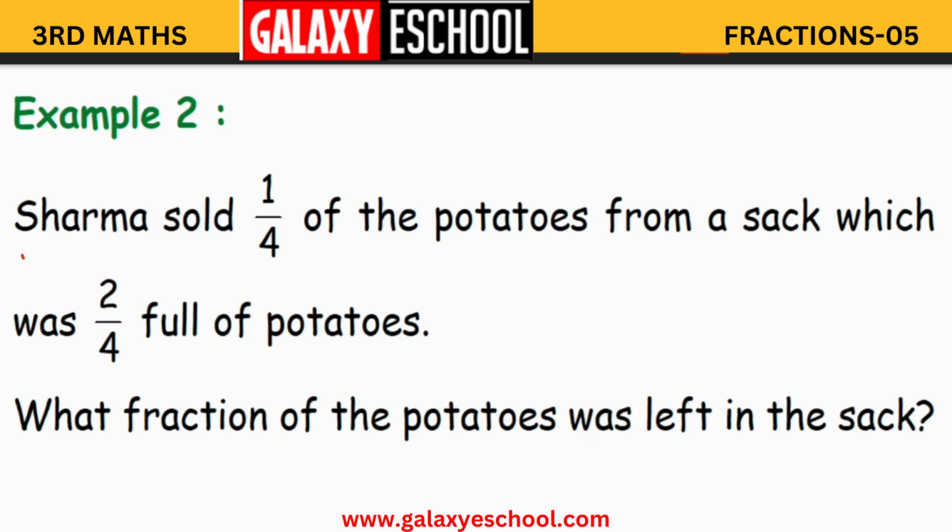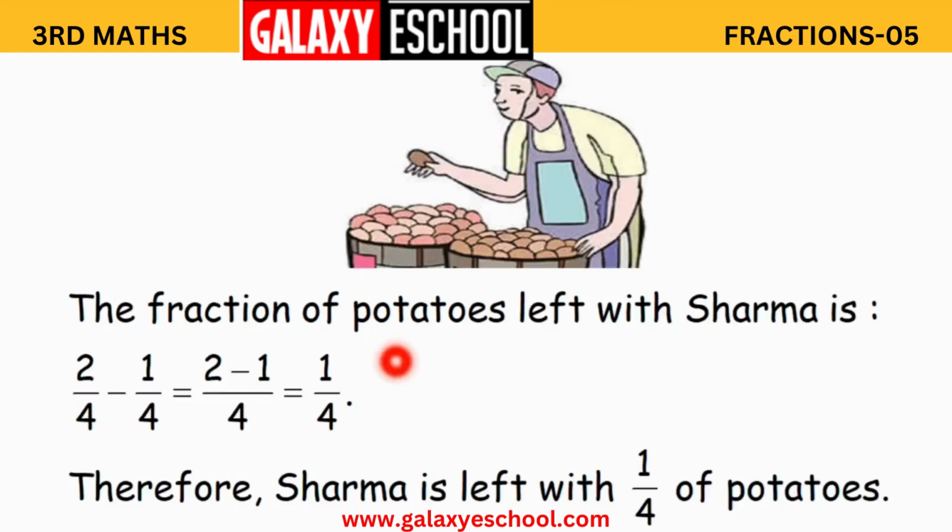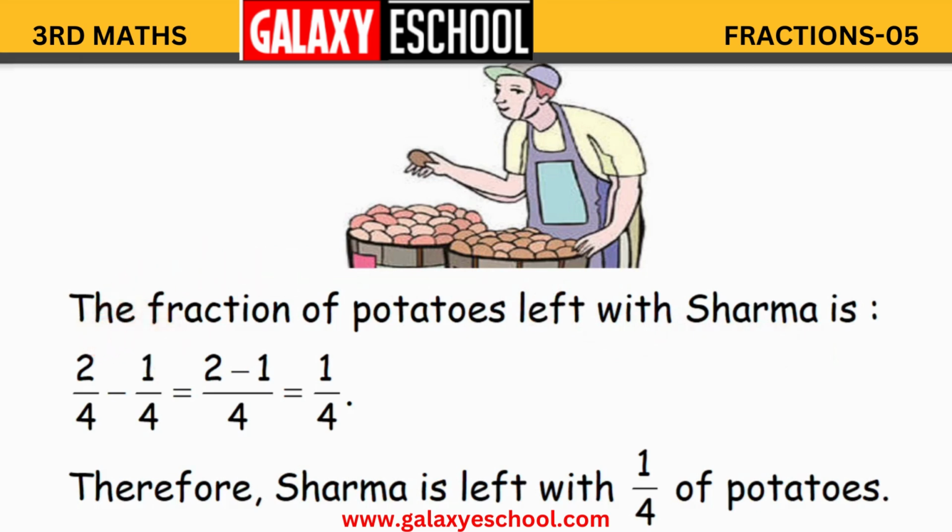Portion of potatoes sold by Sharma is equal to 1 by 4. Fraction of potatoes in the sack is equal to 2 by 4. Fraction of potatoes sold by Sharma is equal to 1 by 4. Now, the fraction of the potatoes left in the sack is equal to how much? We need to subtract both the given like fractions. 2 by 4 minus 1 by 4.